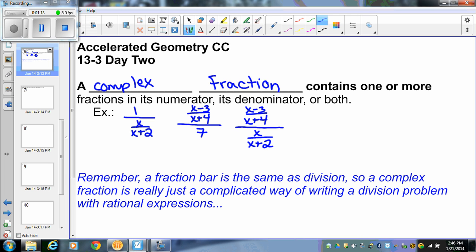Now, you would absolutely never write a final answer in complex fraction form like this, with fractions within fractions. So the easiest way to simplify a complex fraction is to remember that a fraction bar, like one of these lines here, is just the same as saying dividing. So for example, this last complex fraction could really just be written as x minus 3 over x plus 4 divided by x over x plus 2. And that turns it into a dividing rational expressions problem, just like the video that you watched the day before.